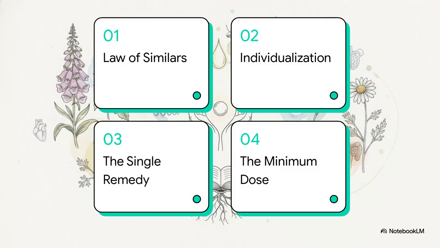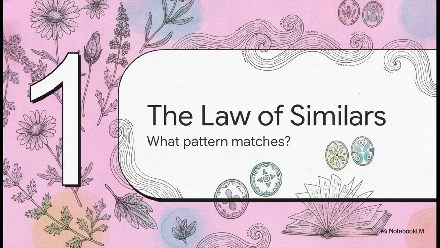Okay, so to do this, we're going to explore 4 foundational pillars step by step. First up is the law of similars, followed by individualization and totality, then the single remedy, and finally, we'll wrap up with the minimum dose. Let's just dive right into pillar number 1, the law of similars.